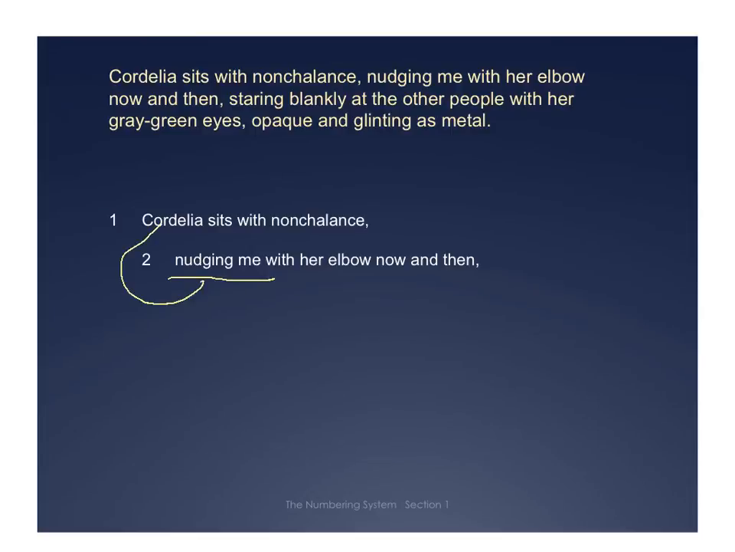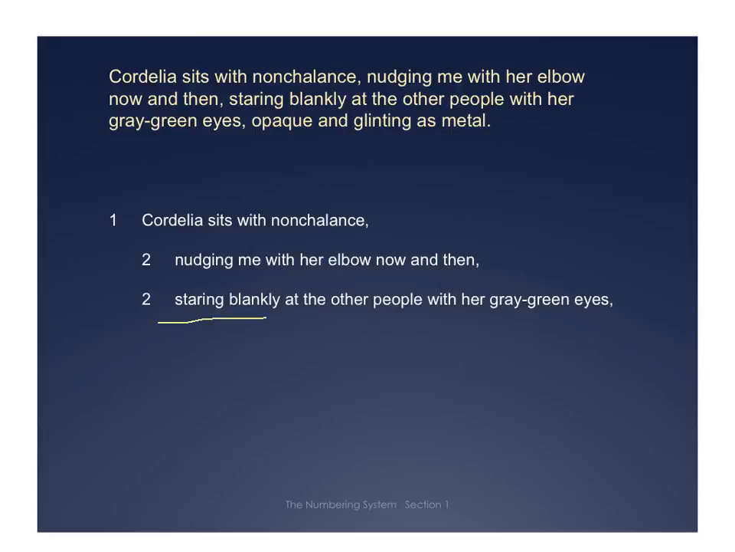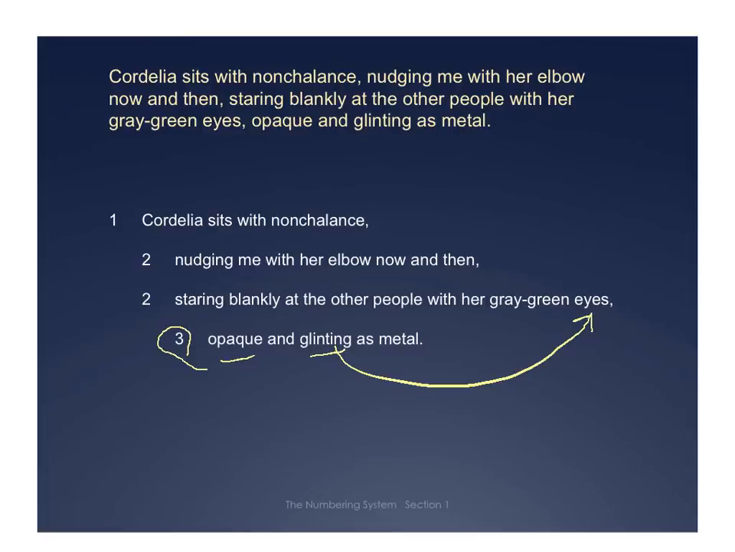And she was also staring blankly, goes up to modify Cordelia. And then, what about this next piece? Opaque and glinting as metal. Well, that's not Cordelia. What is it? It's the eyes. What number is that going to be? Yes, it's a level 3 because opaque and glinting describe the eyes. So that's the way the numbering system works. A 3 tells about something in the 2, and the 2s tell about something in the 1.